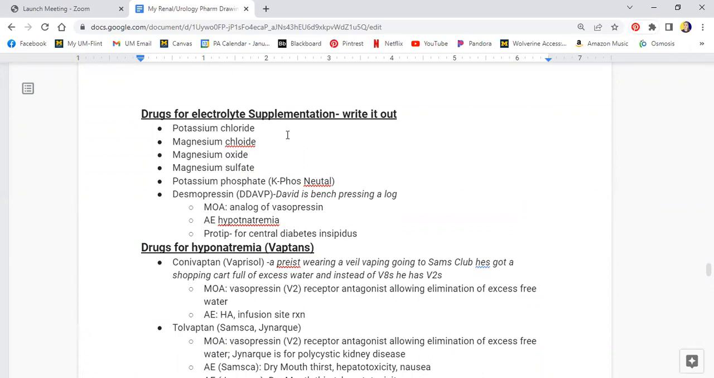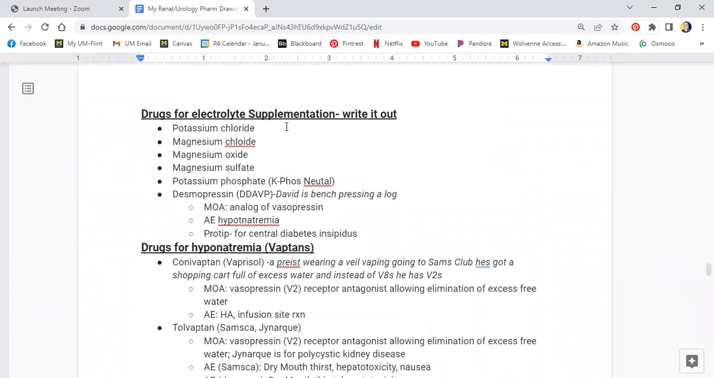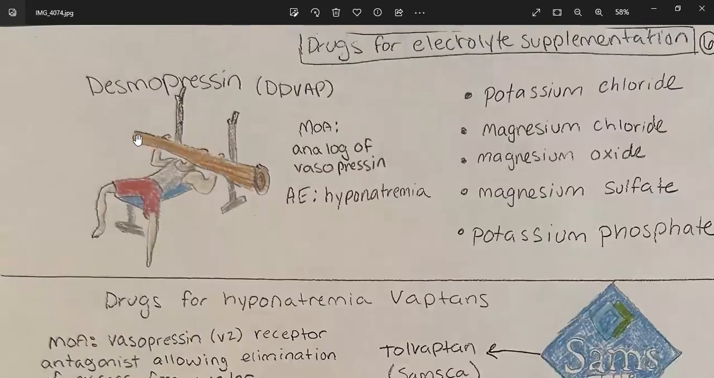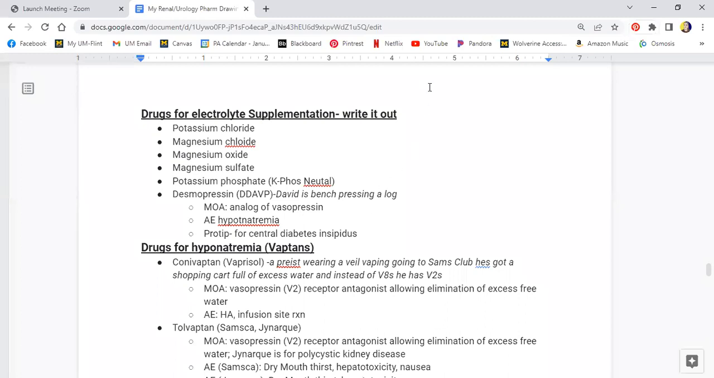Drugs for electrolyte supplementation for people with chronic, we're still talking about AKI. So with acute kidney injury, they will need supplementation of electrolytes. So you can give potassium chloride, you can give magnesium chloride, magnesium oxide, magnesium sulfate, potassium phosphate, and then you can also give desmopressin, which I have a picture of. So this guy here, this is Des, and he is pressing some logs. And he's pressing logs because that is an analog of vasopressin, which I believe dilates blood vessels. Sorry, vasopressin is another name for antidiuretic hormone. So it's going to decrease the amount of stuff that you're peeing out. And adverse effects is hyponatremia.